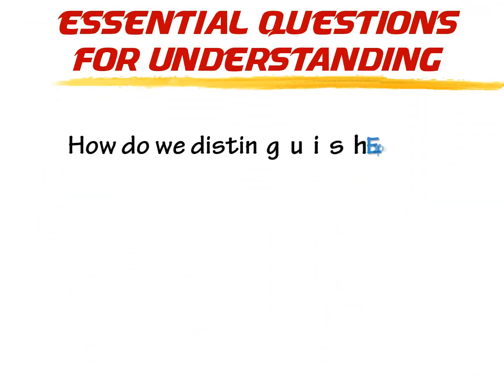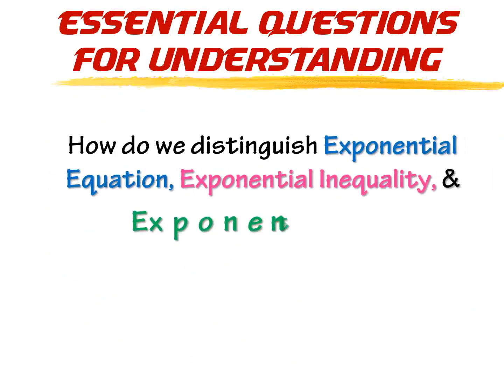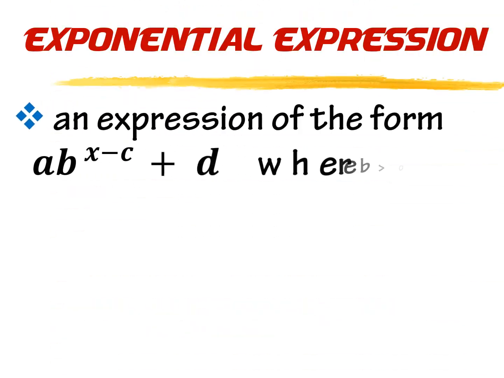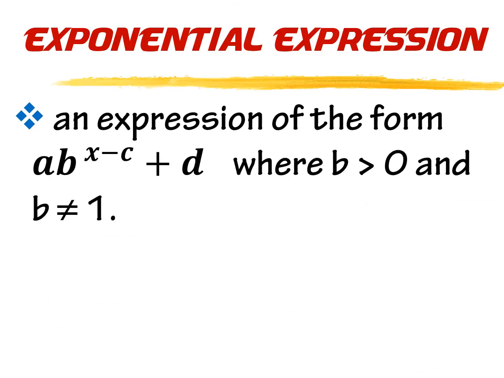Now that you know examples of exponential phenomena, let us now distinguish the difference between exponential function, exponential equation, and exponential inequality. But let us define what an exponential expression is. It is an expression of the form a times b raised to x minus c plus d, where b is greater than 0 and b should not be equal to 1. So b here is your base. Okay? It is a number greater than 0 but not equal to 1. And your x minus c here is an expression, or it is the exponent that contains a variable.